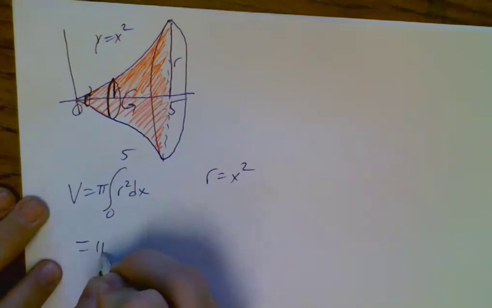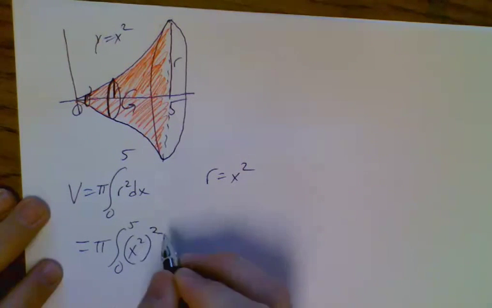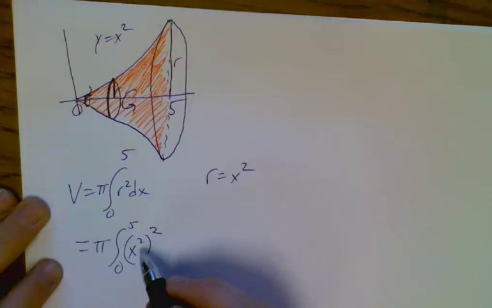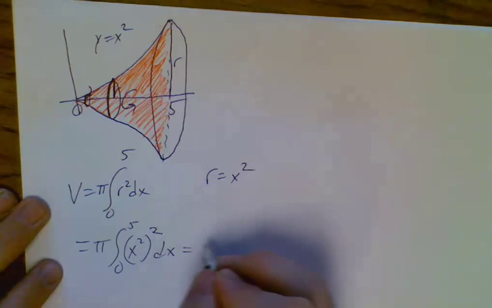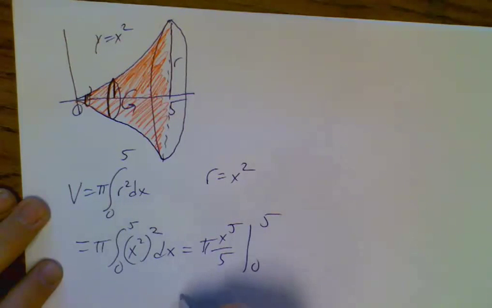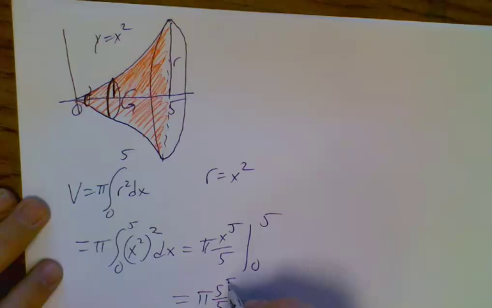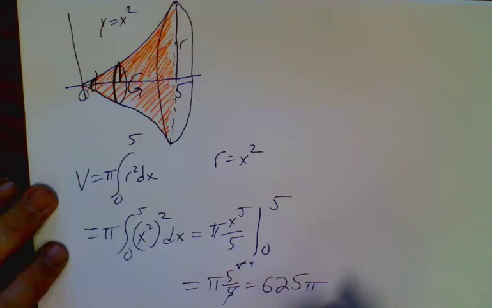So my volume is going to be pi times the integral from 0 to 5 of x squared, right? It's pi r squared. If r is x squared, I have to square the whole thing, dx. So that's x to the 4th. So that's going to be pi x to the 5th over 5 from 0 to 5. So that's pi 5 to the 5th over 5, which is 5 to the 4th. So 625 pi. And that's the volume of this Hershey Kiss.